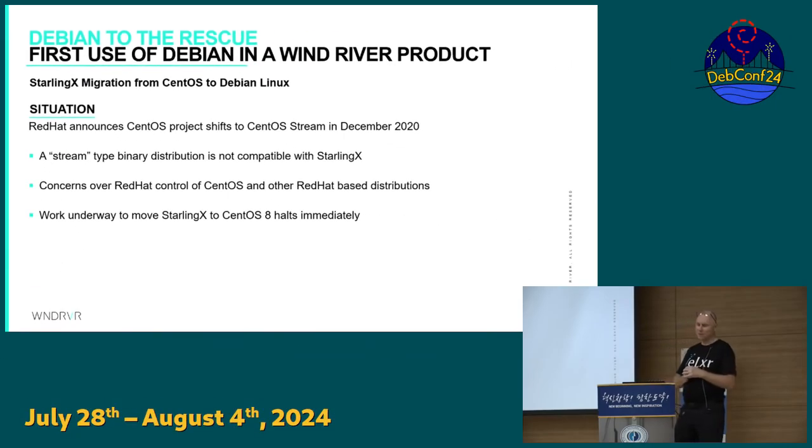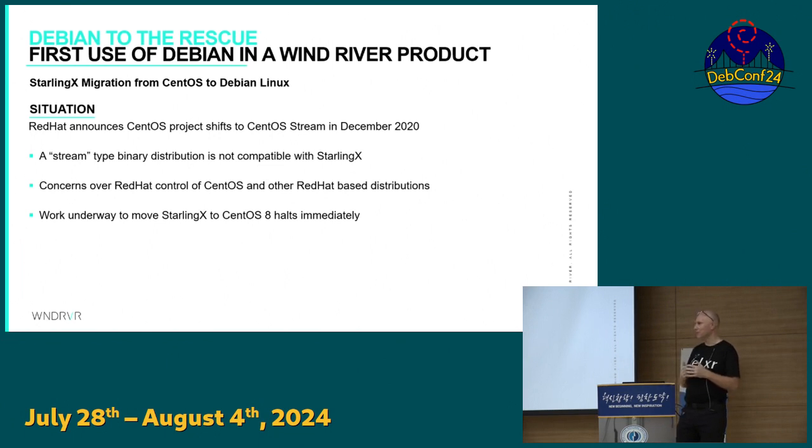As I mentioned, Wind River participates in the StarlingX project. And at the time, StarlingX was open source. It actually made use of CentOS as the base operating system. However, late in 2020, Red Hat announced that CentOS was going to go to CentOS Stream, essentially taking a stable release process and turning it into a non-stop feed of updates.